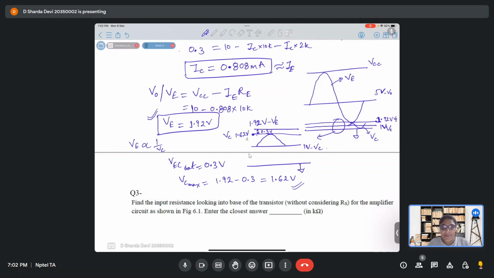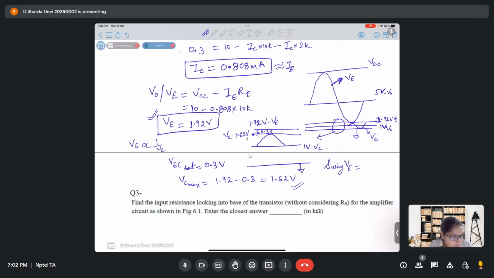So what is happening instantaneously? Earlier we considered VC to be fixed at 1 volt, but here we are also seeing the variation of VC with VE, right? This is what we are trying to do. But when it is asked that you have to find the output swing, what does output swing mean? We have to look at the swing of this bigger sinusoid, because this is the output, right? Your VE is the output. So ultimately we have to find the swing in VE.